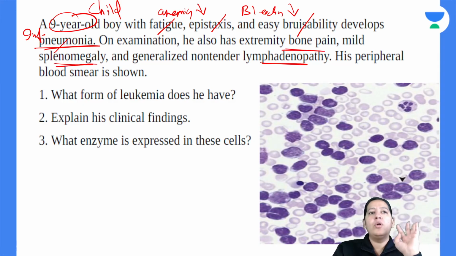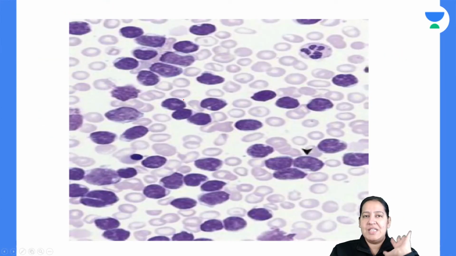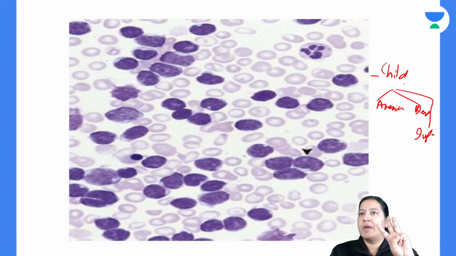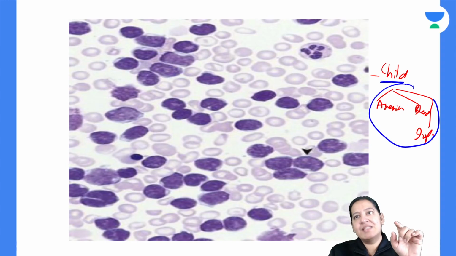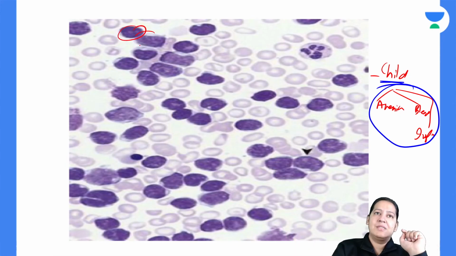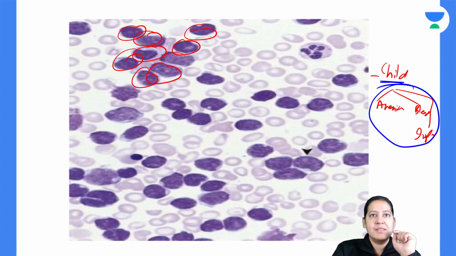Peripheral smear is shown. Tell me the type of leukemia. So see, what are the clues given to you? He is a child, number one. He is having anemia. He is having bleeding and he is having infection. The typical three symptoms of leukemia. So definitely he is a child and based on the symptoms, he is having leukemia. Now see the peripheral smear. So all these cells are same looking.